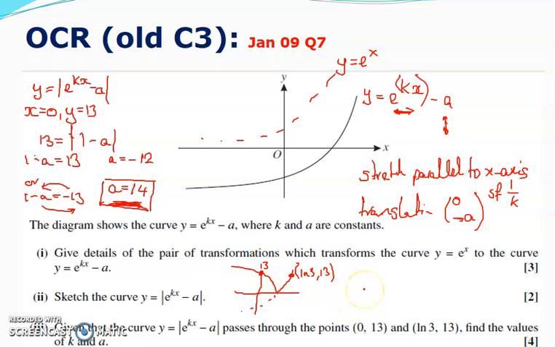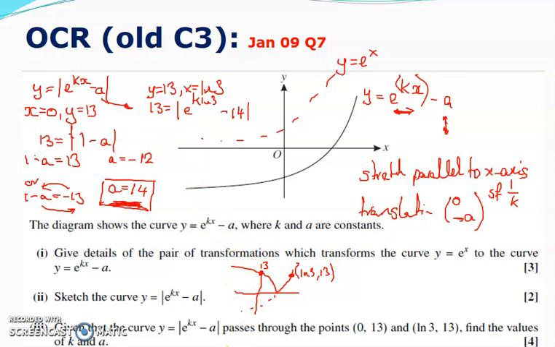And then given that that is true, I can then put the log 3 into this as well. When x is log 3, y equals 13 again. So chucking it all into here again, 13 equals the modulus of e to the kx. Now we've got to be a little bit careful. e to the k log 3 minus the a, which I've already got, is 14.